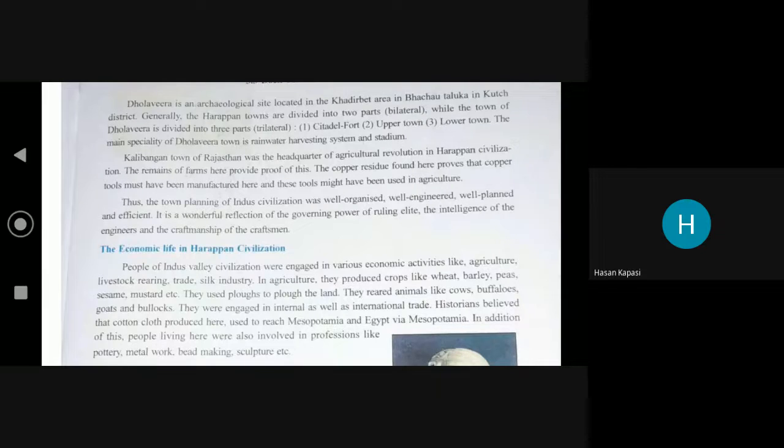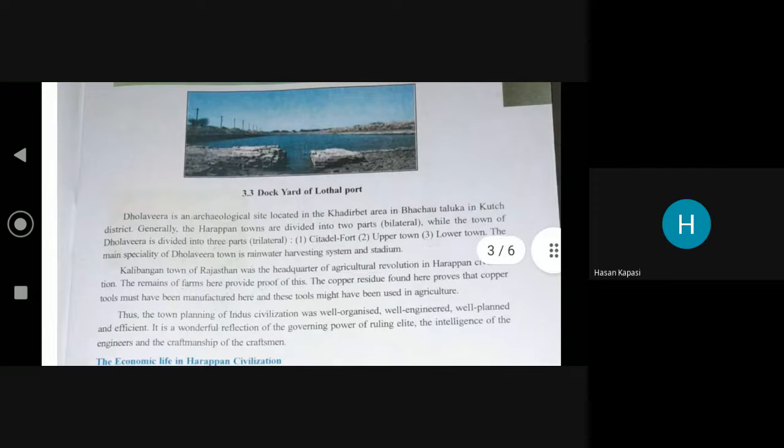So what is written here? That in Dholavira, can you see the dockyard of Lothal port? Yes, it is an archaeological site which is located in the Khadirbet. Bet is an area, okay, in Kutch, in the Bhachau Taluka in Kutch district. Generally, the Harappan towns are divided into two parts, okay. Well, the town of Dholavira is divided into three parts.